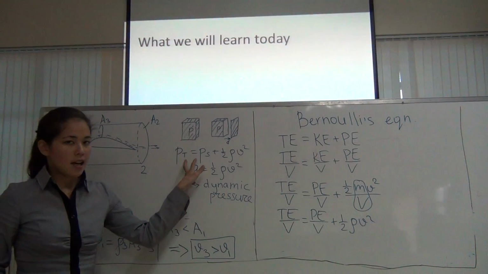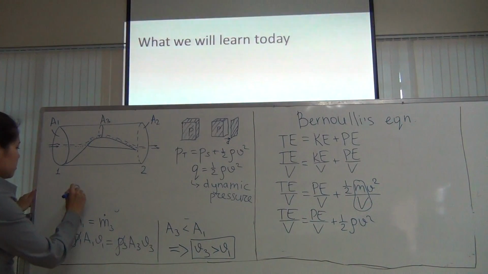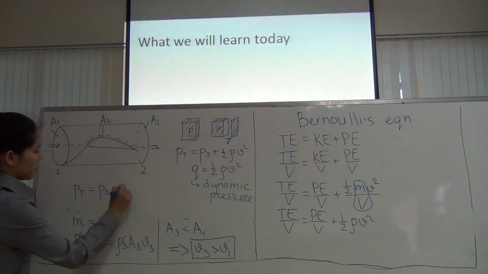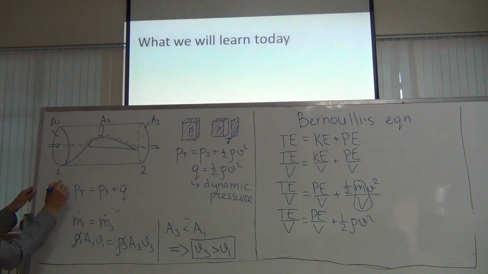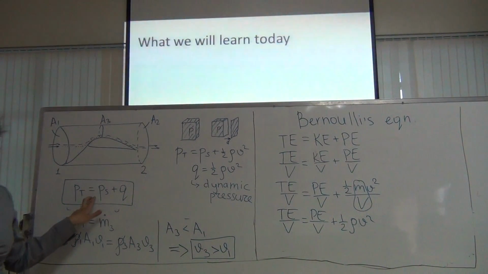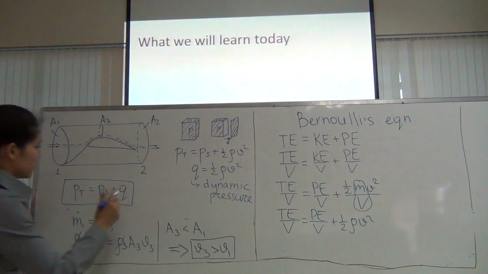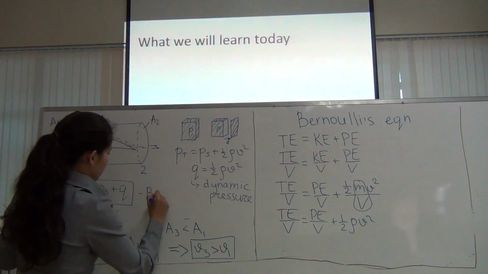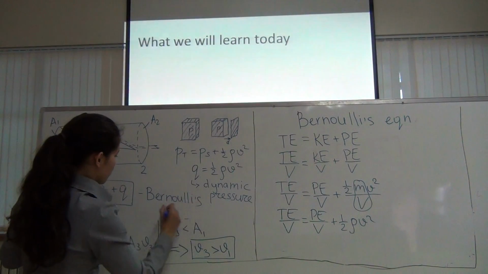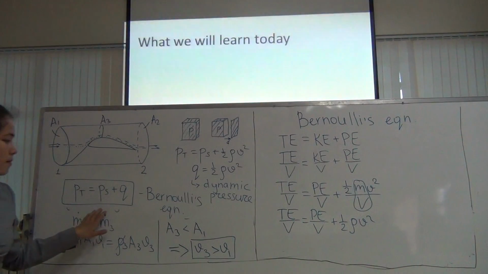Alright, now let's write down this equation with substituting dynamic pressure. So total pressure will equal static pressure plus dynamic pressure. And this equation is called Bernoulli's equation. And using this equation, we will learn why the wing is able to fly.